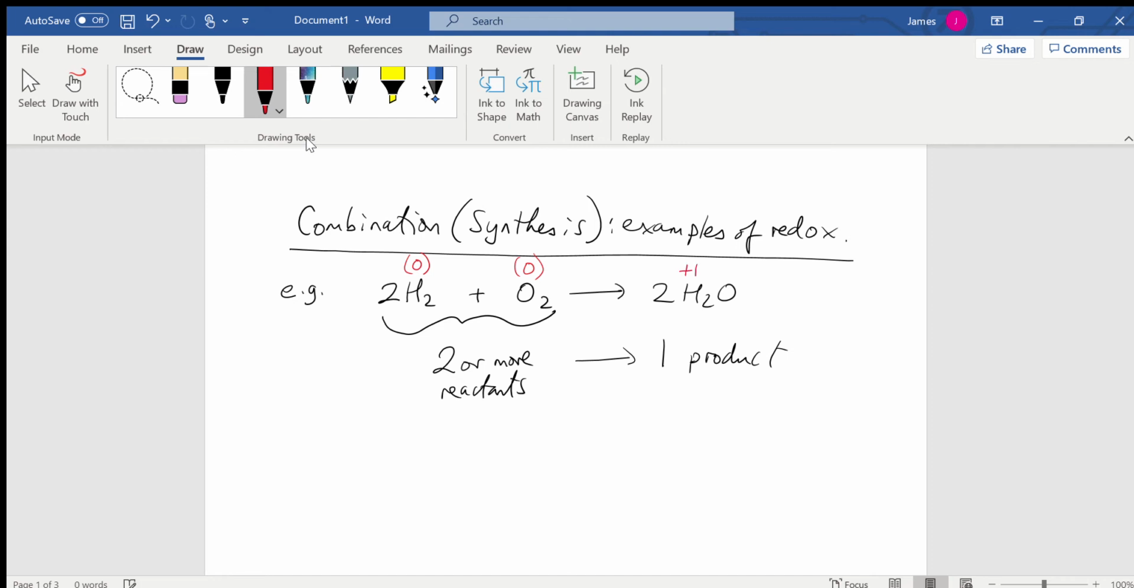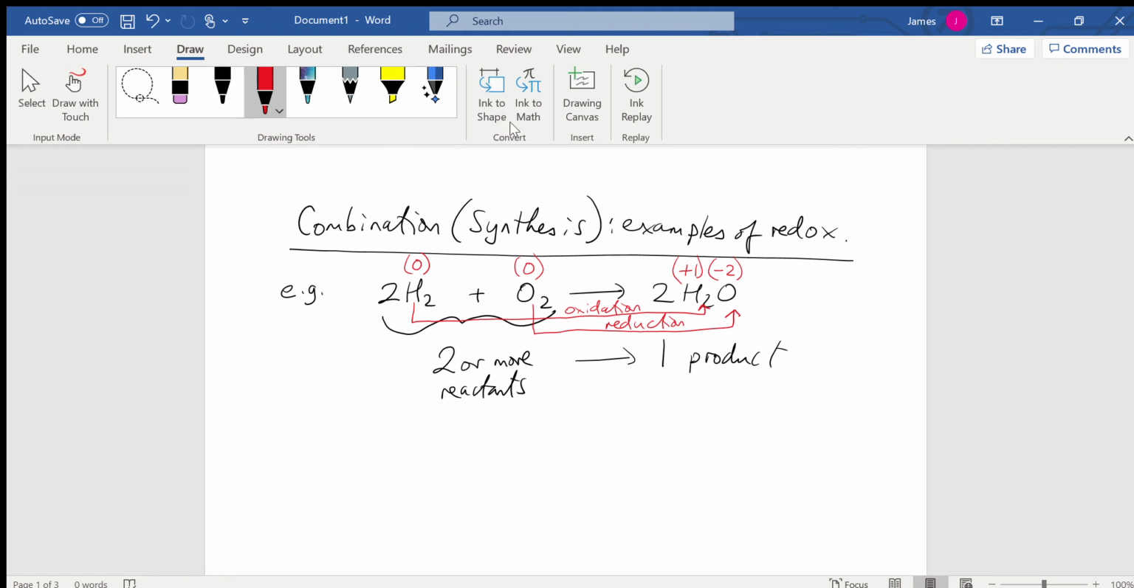And we saw earlier that water has a +1 oxidation state for hydrogen and a -2 oxidation state for oxygen. So we can see that hydrogen, to go from 0 oxidation state to +1, that's an increase, so that's oxidation. And we know that oxygen, to go from 0 to -2, that's a decrease in oxidation state, which is reduction. Redox, synthesis, specific example of redox. Okay, so we should be on the lookout for that.